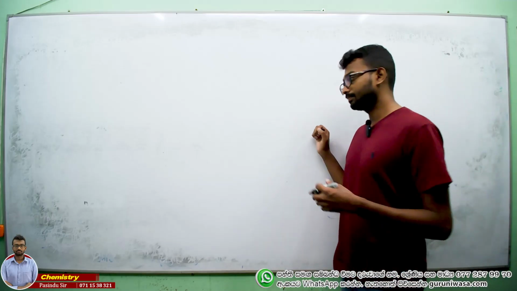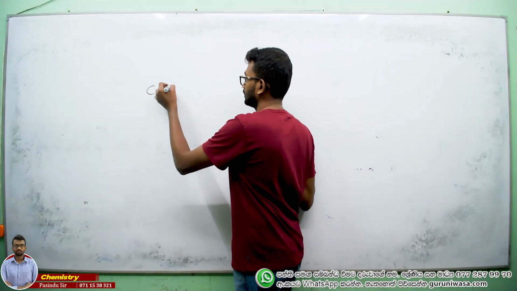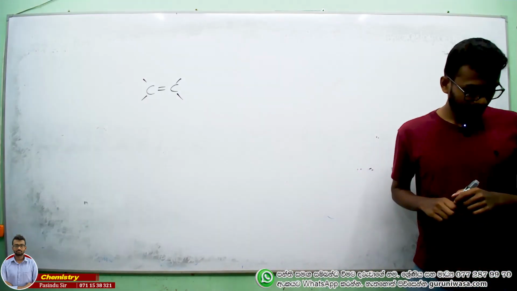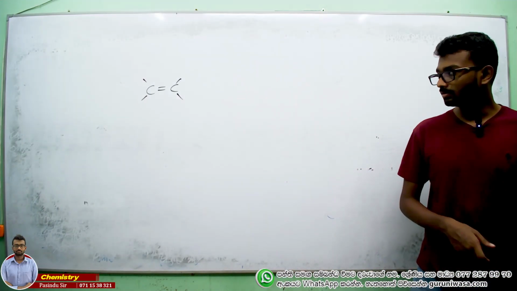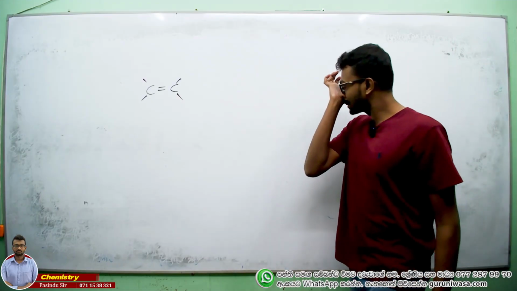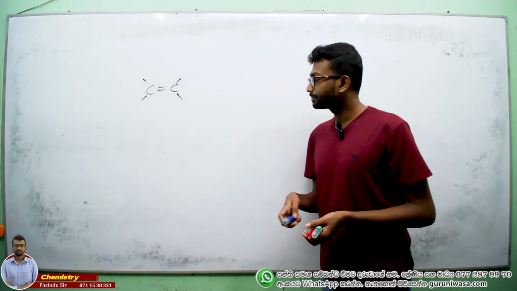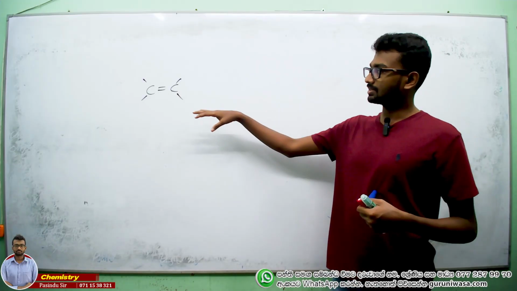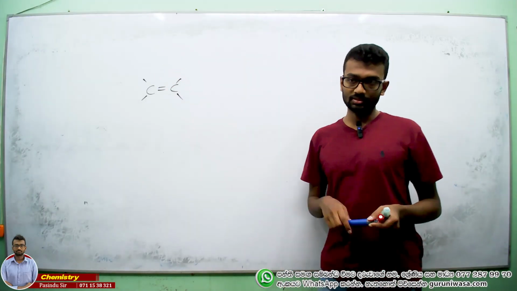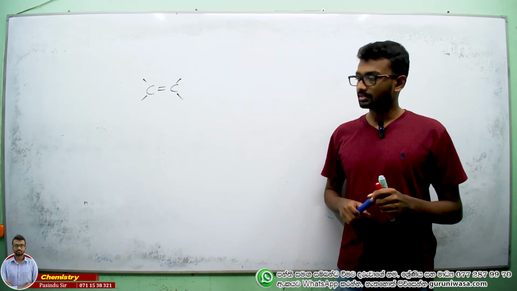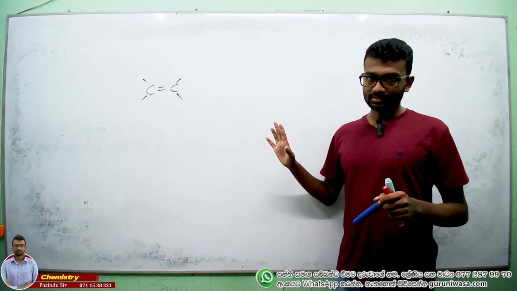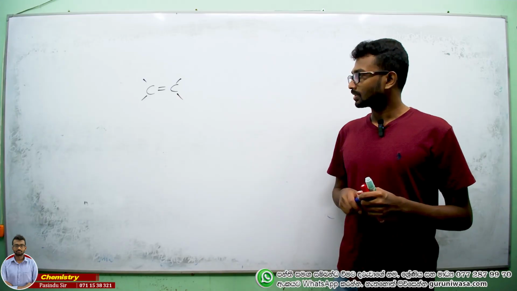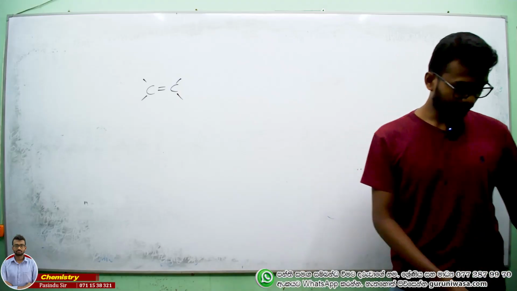Let's take a C=C double bond carbon, right? So we talk about diastereomers about this C=C double bond carbon, with this kind of structures. We can talk about diastereomers. So let's move to the example.